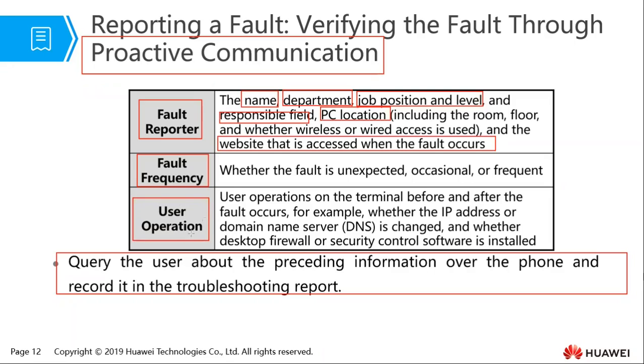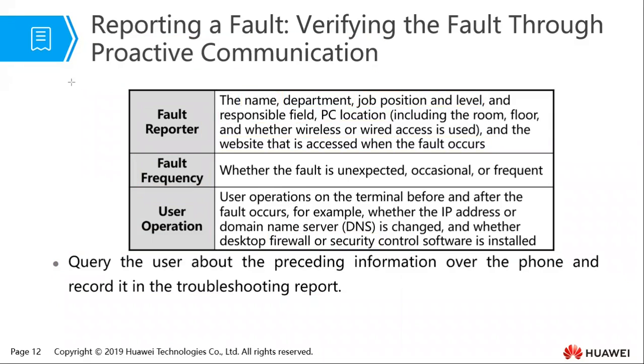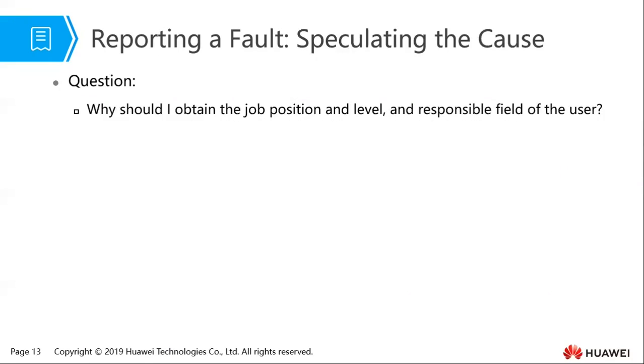Then user operation. So user operation on the terminal before and after the fault occurs. So what did you do? Is there anything you changed? Is there new software you installed, for example? And did you change the firewall and security system settings, for example? So any user operation that they might have performed just before the fault occurred. So you also need to find out about that.